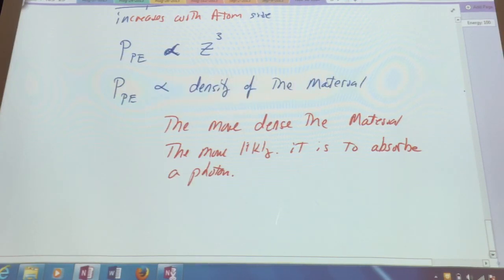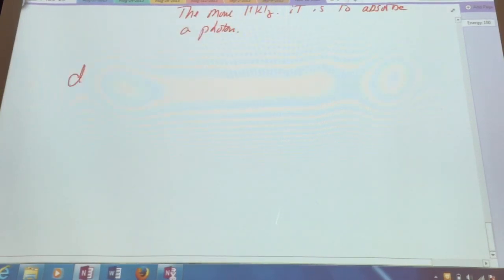What is density? Density is how thick an object? No. It's mass over volume, yes.